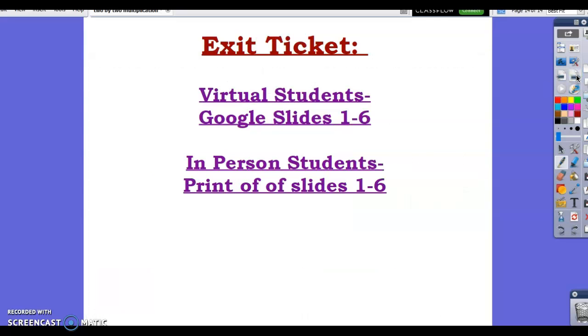Okay, so exit ticket is going to be for virtual students, Google Slides 1 through 6 that are on there. You will be completing slides 2 through 7, but it says number 1 through 6 on those slides. And in person, I have printed them off, and they will still be your slides 1 through 6. So make sure that you take your time on these, make sure that you complete them correctly and do the best that you can on them.